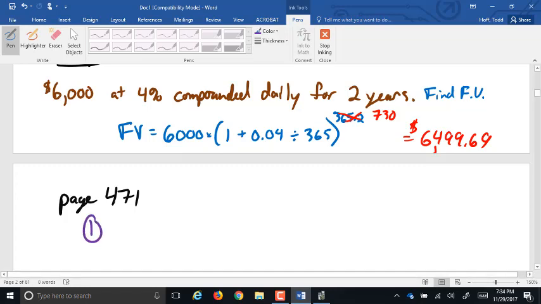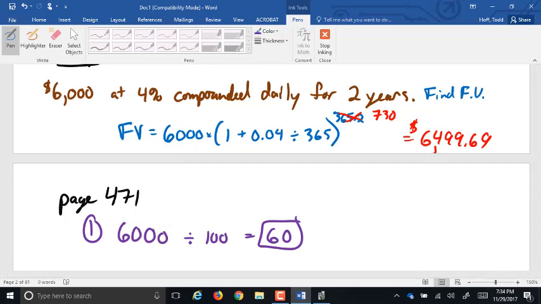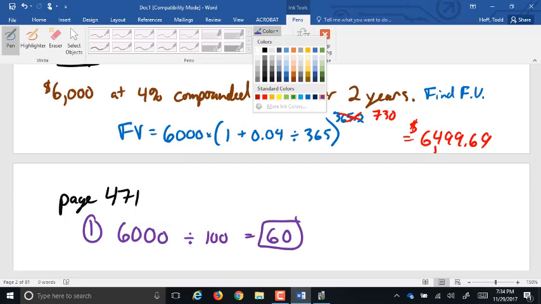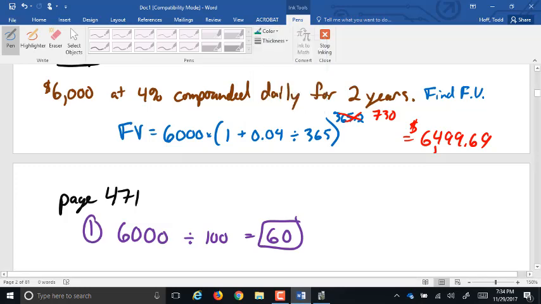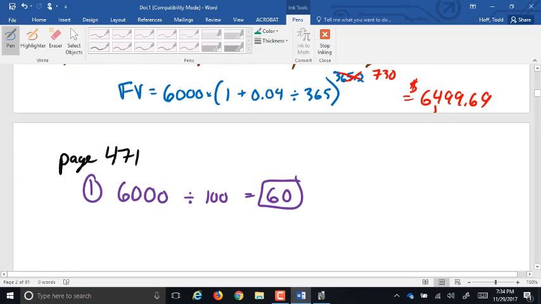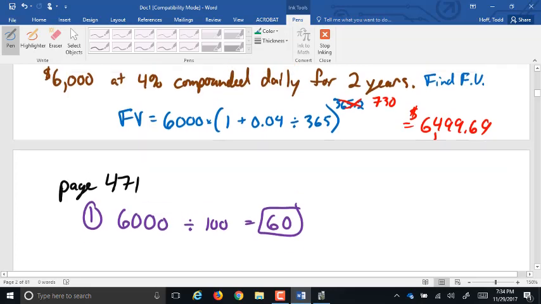So there's two things that have to change here. The first thing that changes when we use the table is it's per $100. So we take our present value and divide by $100. We're going to use 60 here, because 6,000 divided by $100 is 60. There are 60 hundreds that we're working with. Next, we look up our little term in the table. It was 4%, right?